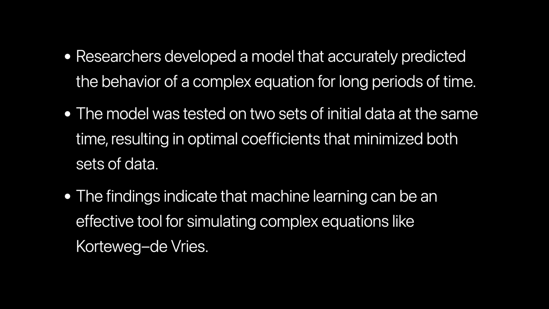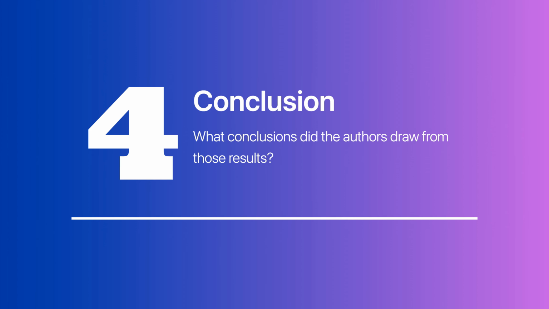The researchers' model was able to predict the behavior of the equation accurately, even for longer periods of time. Additionally, the researchers tested the model on 2 sets of initial data simultaneously, which allowed the algorithm to find the optimal coefficients that minimized both sets of data simultaneously. Overall, the findings suggest that machine learning can be a useful tool for simulating complex equations like Korteweg de Vries.